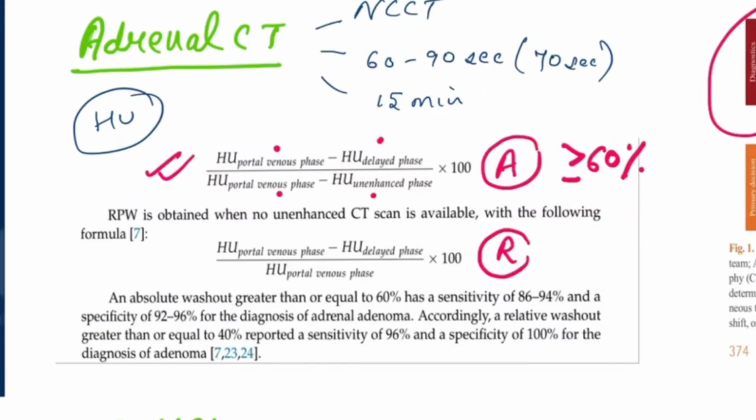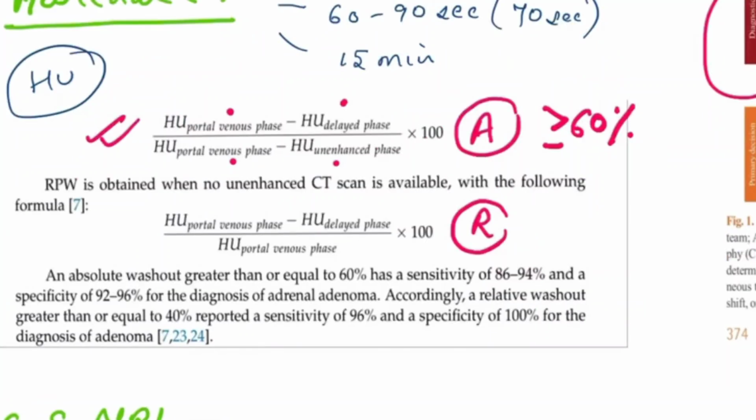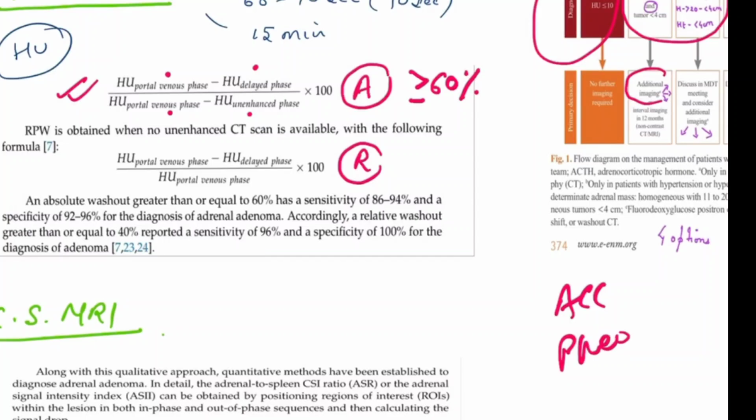Mind you, lipid rich adenomas are diagnosed on NCCT itself with HU equal to or less than 10. It's the lipid poor adenomas that we have to differentiate from other differentials, mainly adrenocortical carcinoma, pheochromocytoma, and metastasis. Then we have to do this adrenal CT protocol. If the absolute washout is greater than or equal to 60%, it's an adrenal lipid poor adenoma. And if the relative washout is greater than or equal to 40%, we are again dealing with a lipid poor adenoma. It is calculated as portovenous HU minus delayed phase HU, divided by portovenous HU, times 100.